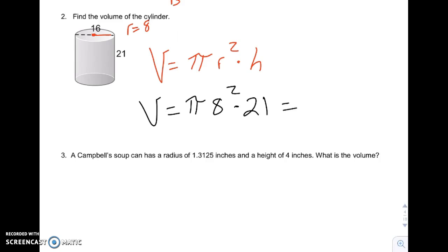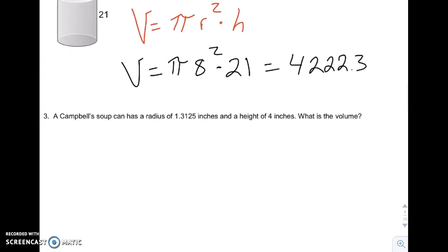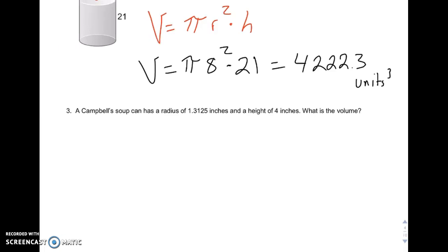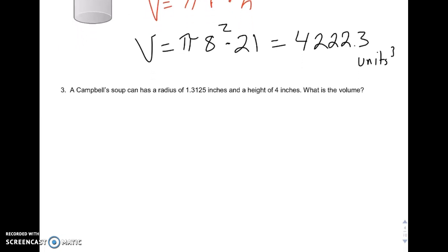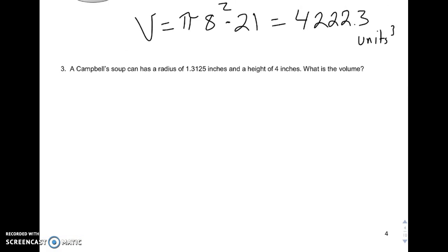Type it all into your calculator. Pi 8 squared times 21 is 4,222.3. And here we don't have units, so the units will just be cubic units. I'd like you to try number 3, see if you can find the volume of that Campbell's soup can on your own, and you can check your work with the completed notes.